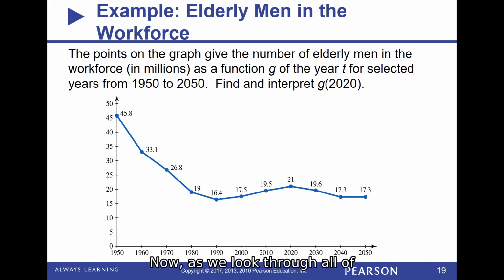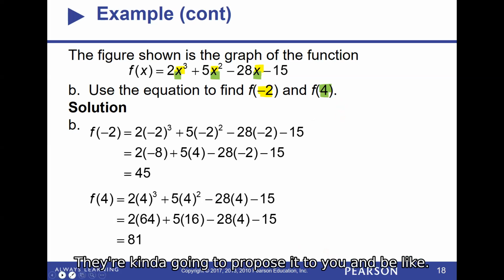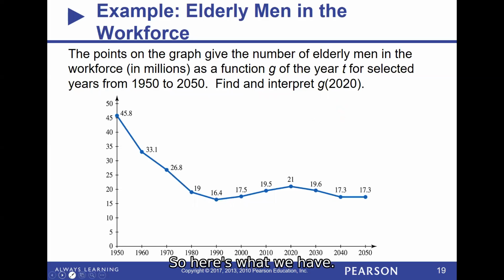Okay. Now, as we look through all of these, guys, do remember that not everything is going to be written out in such simple terms as "do this." And what I mean by simple terms, and again, this is where I guess some people get confused: "Use the equation to find this." Well, that's not very realistic. That's not normally what a lot of your jobs are going to say, like, do this and just that. Normally, they're going to propose it to you, especially if you're in a workplace job or a business style job, and be like, so here's what we have. Can you please explain to me what the function means for the year 2020?